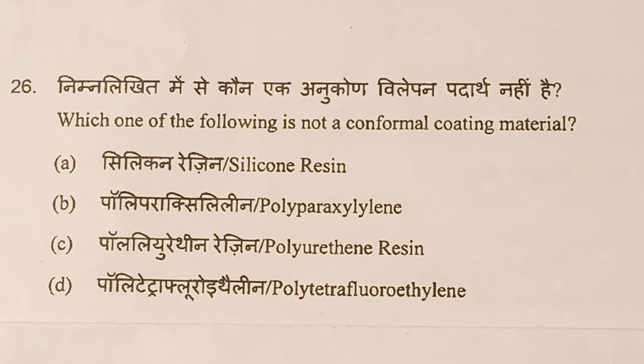Curie projects. This is the second part of Technician B Electronics 2019 June VSSC exam. So up to 25 questions we have solved. So the next question is 26.